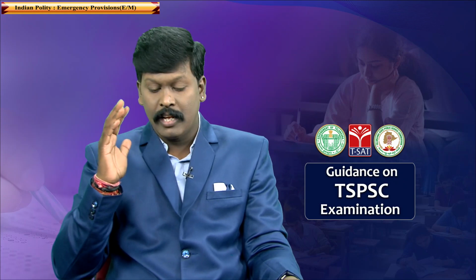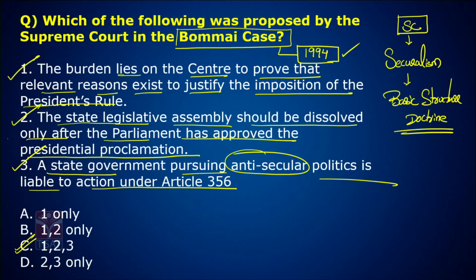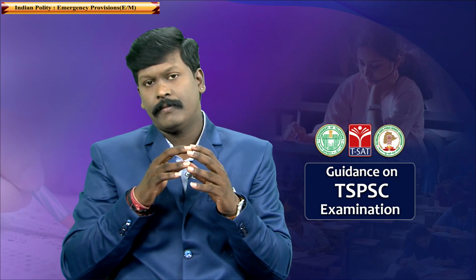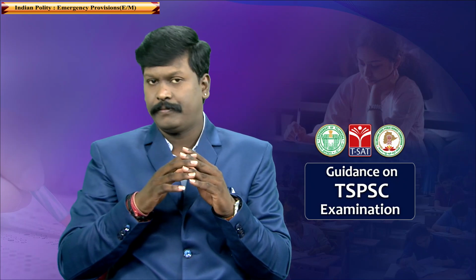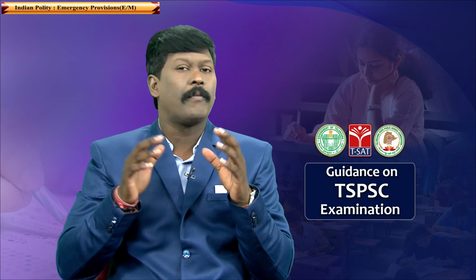Thirdly, if any state government is pursuing anti-secular elements, then the union can impose Article 356. Very, very important for your exam. Try to understand this. I have more reading on the S. R. Bommai case. This is expected.